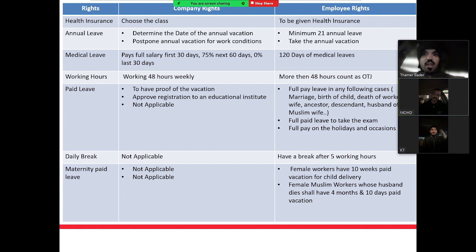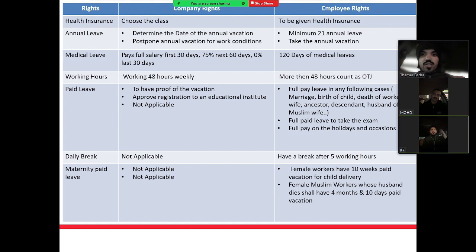Working hours. The company's right is to make the employee work 48 hours weekly. Employee rights: more than 48 hours counts as OT, which is overtime job. More than 48 will be considered as overtime.